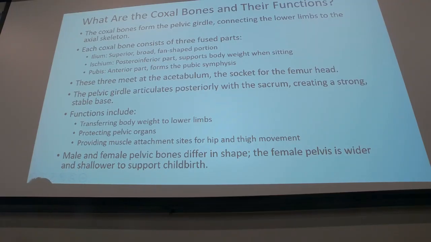So next time we will be looking at the bones of the lower limb and also the bones of the pelvic girdle.